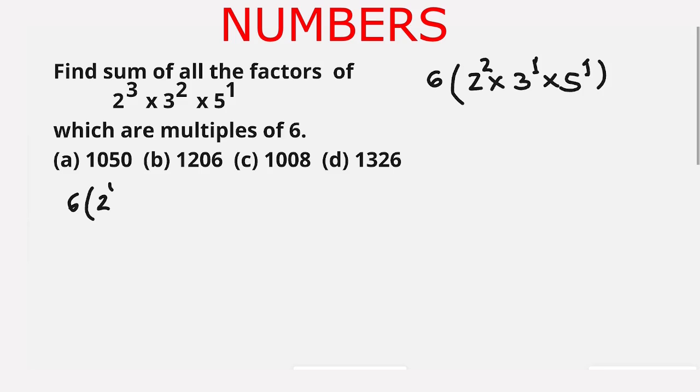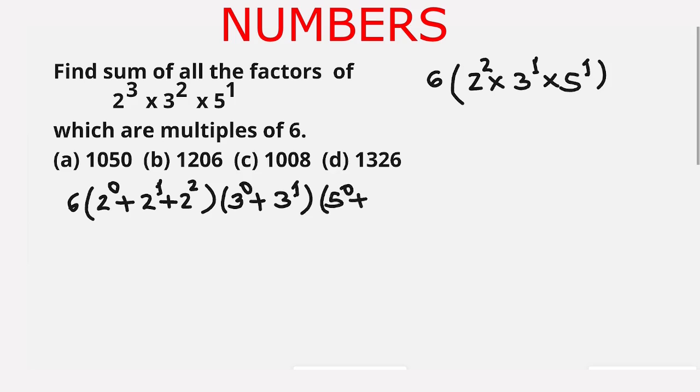So 6 multiplied by 2 to the power 0 plus 2 to the power 1 plus 2 to the power 2 multiplied by, we have 3 to the power 1. So we start from 3 to the power 0 plus 3 to the power 1 multiplied by, we have 5 to the power 1. So we start from 5 to the power 0 plus 5 to the power 1.